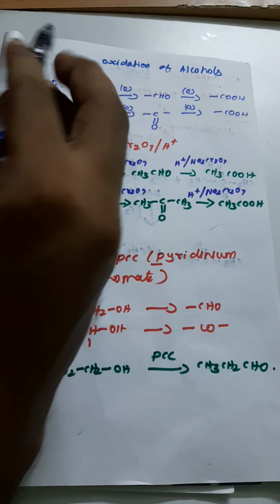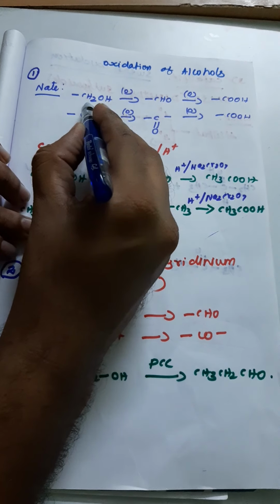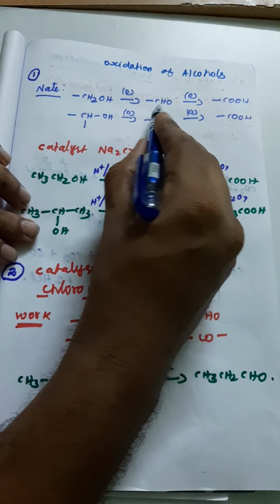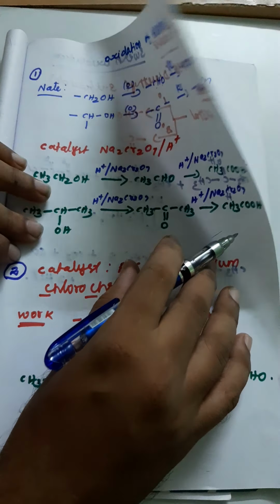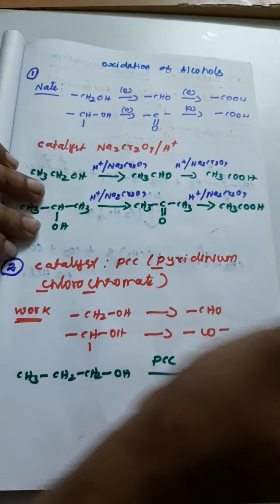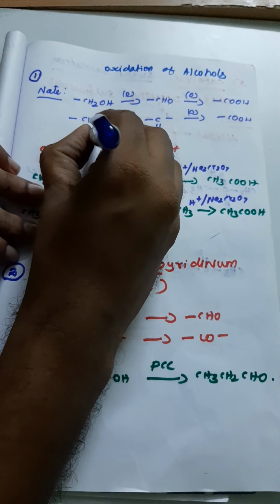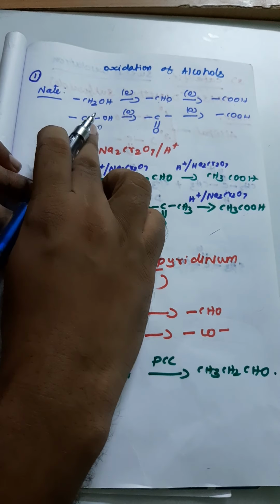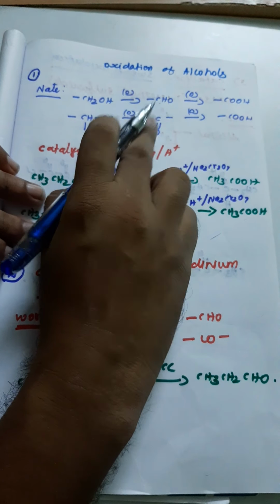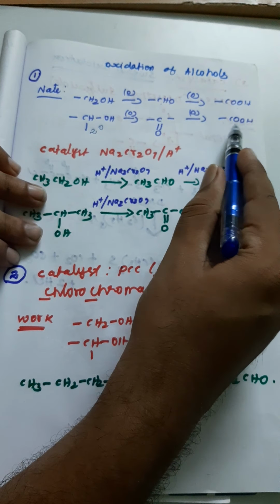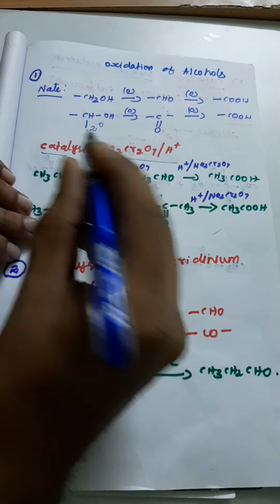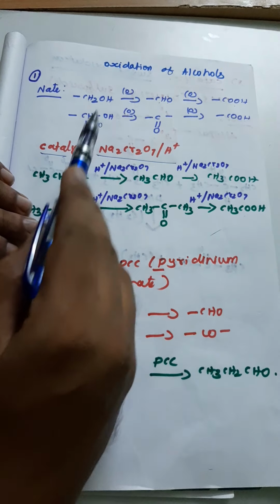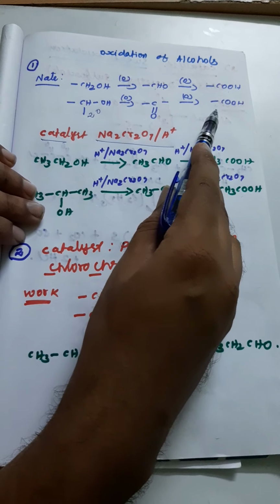So what is oxidation? First the information: the primary alcohol is converted to aldehyde, and the aldehyde is converted to acid. This is a shortcut method for the oxidation of alcohol. Here the secondary alcohol is oxidized to ketone, and ketone is further oxidized to carboxylic acid. So with many catalysts we can convert the primary alcohol to acid and the secondary alcohol to acid.